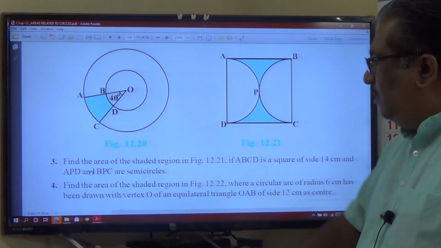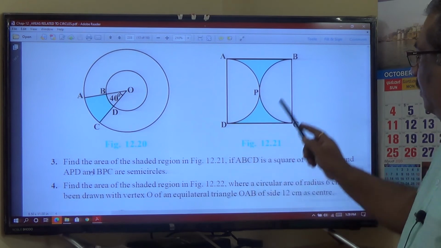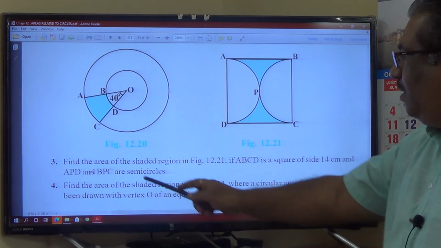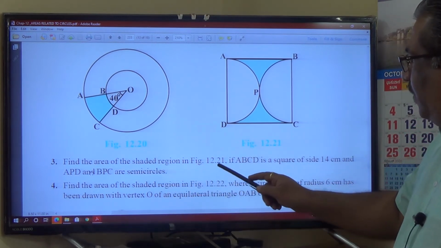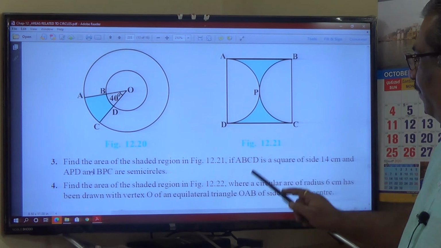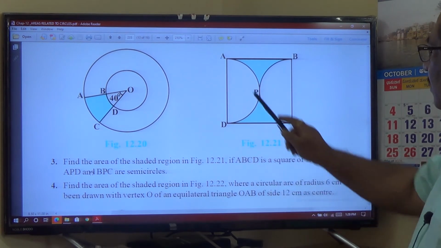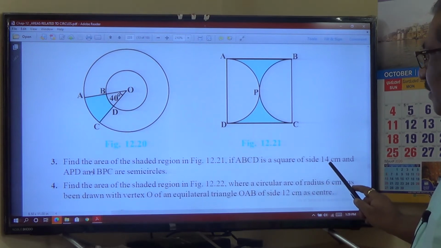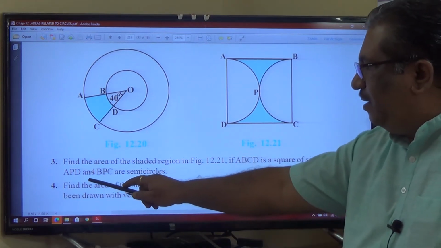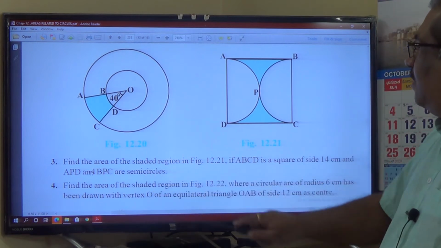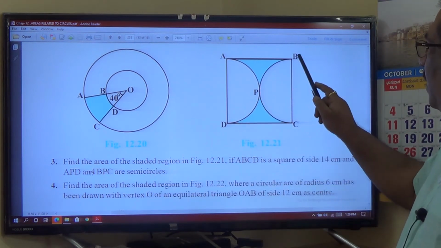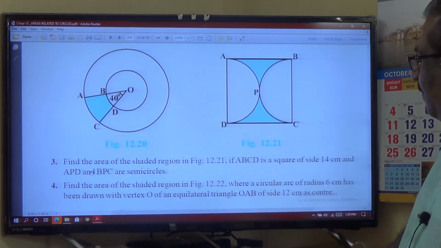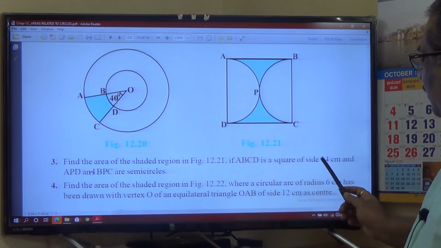Question number 3. This is figure 12.21. This question refers to this diagram. Find the area of the shaded region in figure 12.21, if ABCD is a square of side 14 centimeter, and APD and BPC are semicircles. Of course, these two are equal semicircles, and ABCD is a square of 14 centimeter.